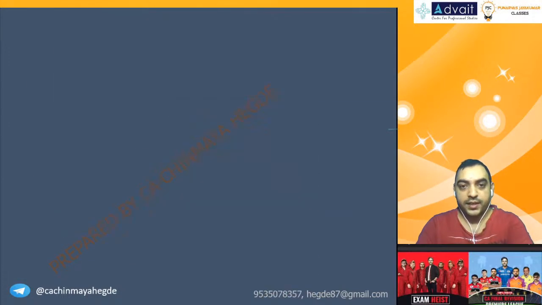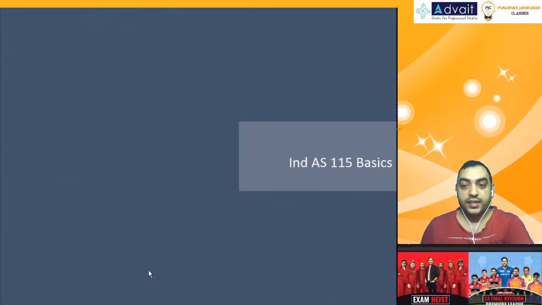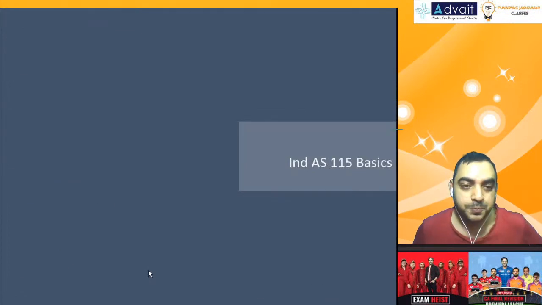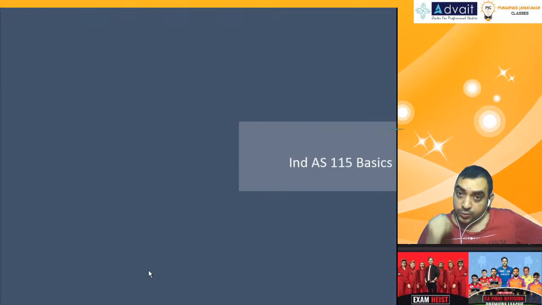We'll come to this point later. Let us concentrate on this portion. Ind AS 115. So today's target is Ind AS 115, I'll take about 1 hour 10 minutes. Ind AS 116, about 1 hour 10 minutes. So between 2 o'clock and 2:15 we should wind up today. That is our target.